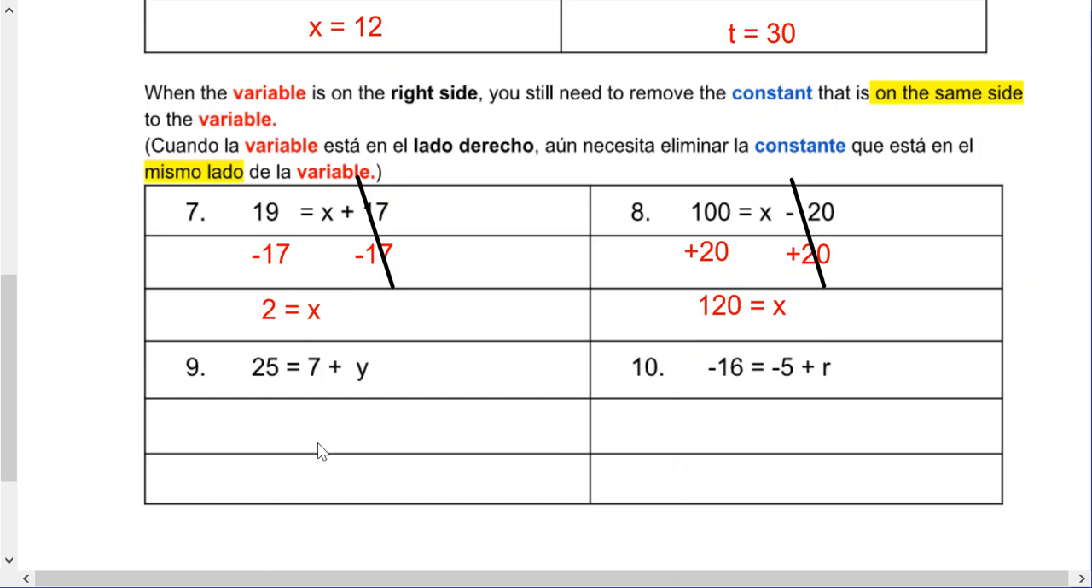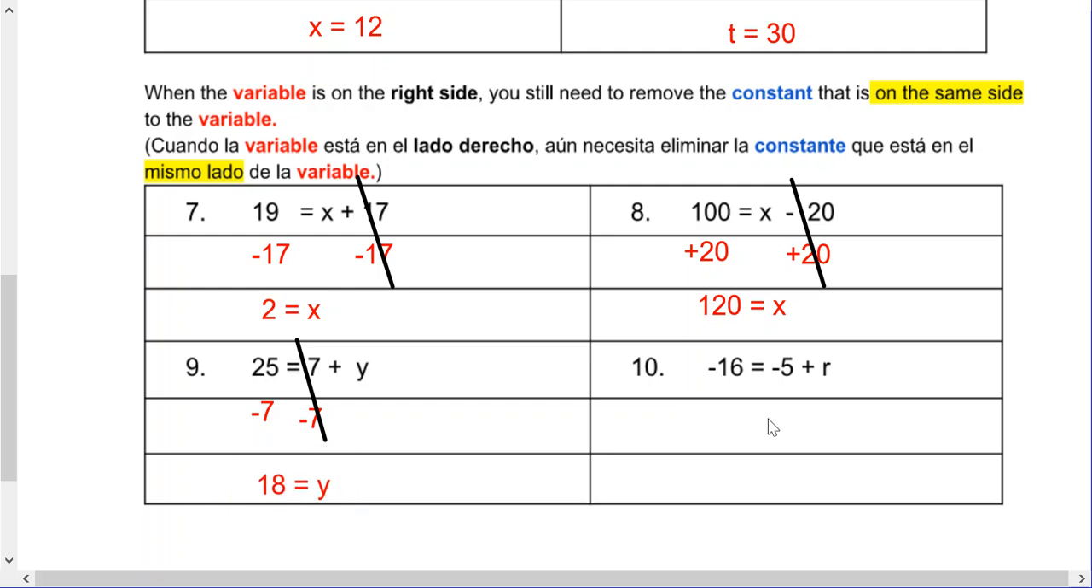Number 9, same thing. You have to do minus 7 on the same side because y is on the right side. You have to get rid of the constant that is on the same side of the variable. So minus 7 on the right side, minus 7 on the left side. 7 minus 7 is cancelled. So 25 minus 7 is 18 equals y.